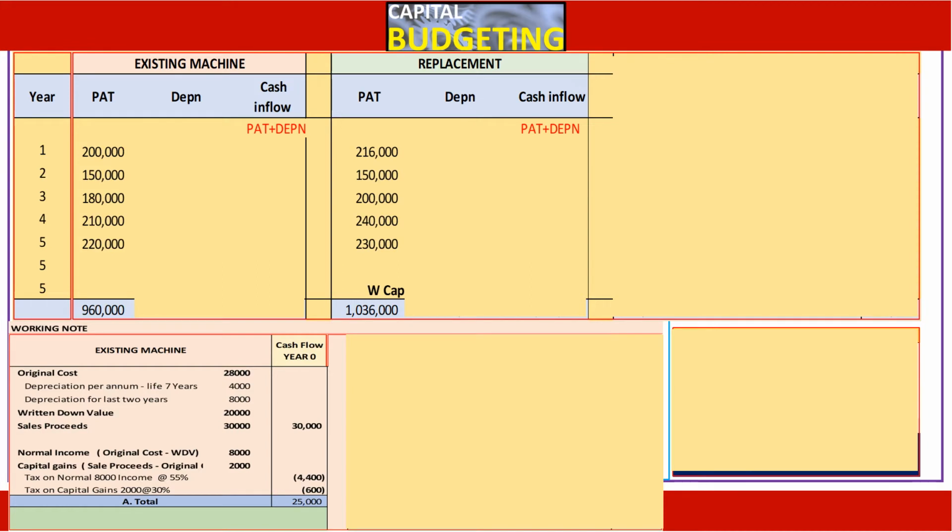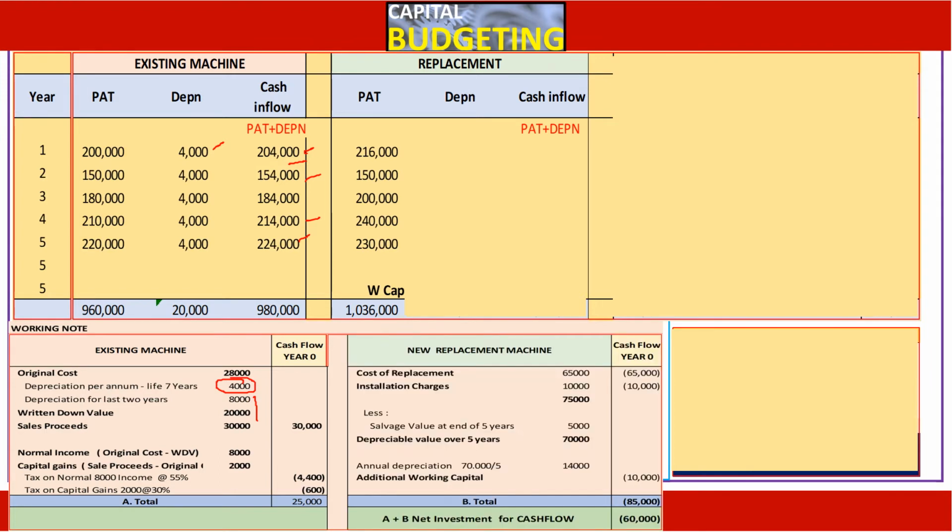We have seen that depreciation in respect of the existing machine is 4,000 rupees. We post that amount for the 5 years: 2 lakh, 2 lakh 4,000, 150, 154, 210, 214, 220, 224. That way, PAT for 5 years, depreciation for 5 years, and in individual years, what is the inflow. This is from our working in respect of the existing machine.